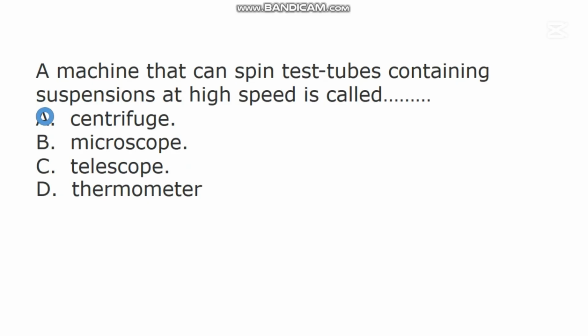This machine can spin test tubes containing even blood samples, and at the end of the day, the blood cells will be separated from the plasma. So this machine is useful in the hospital. It's also useful in research environments as one of the machines that plays a great role in separating the components of a mixture.